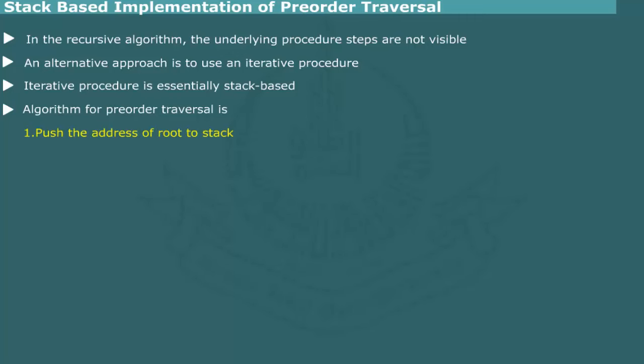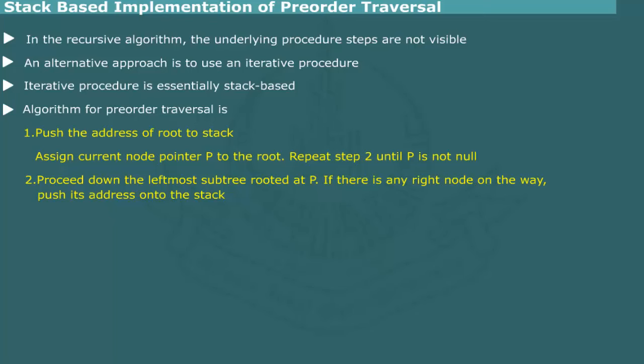Push the address of root to stack and assign current node pointer P to the root. Repeat step 2 until P is not null. Number 2. Proceed down the leftmost subtree rooted at P. If there is any right node on the way, push its address onto the stack. Continue processing the nodes until the leaf node is reached and processed.